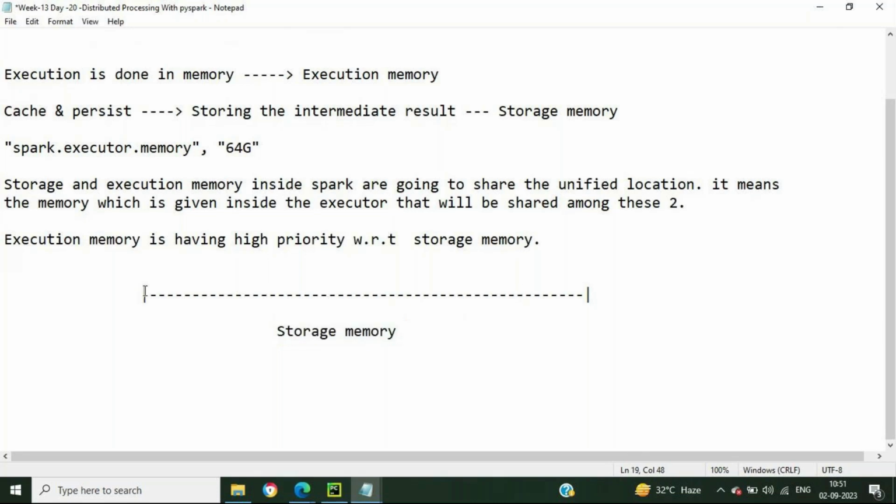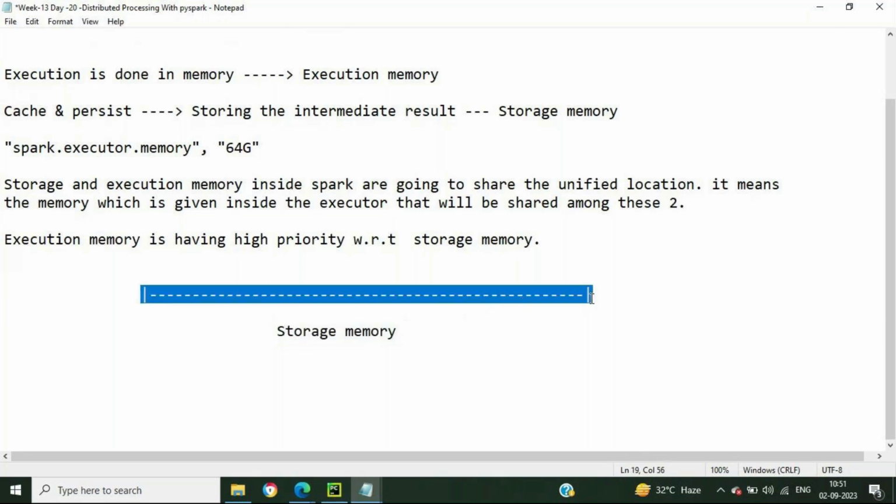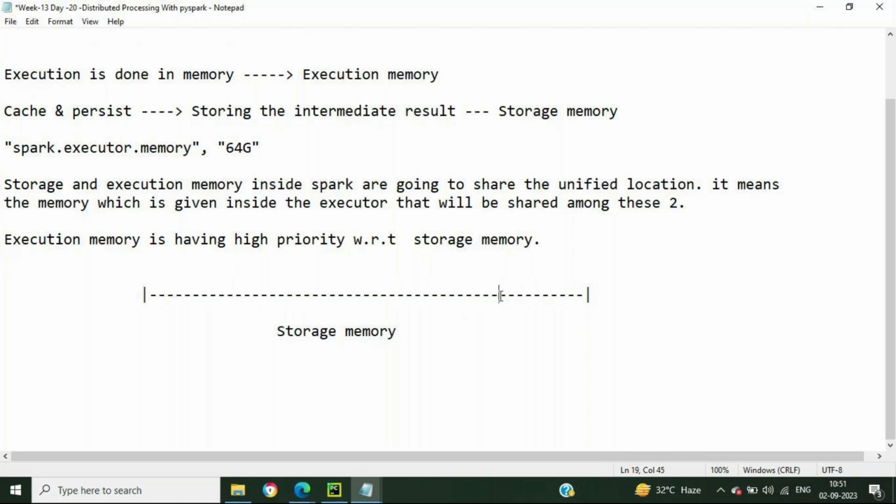So the entire memory is not freed, the entire location is not cleared. We are going to reserve a certain amount of memory over here for the storage perspective. Let me mention over here, say, this is for storage.